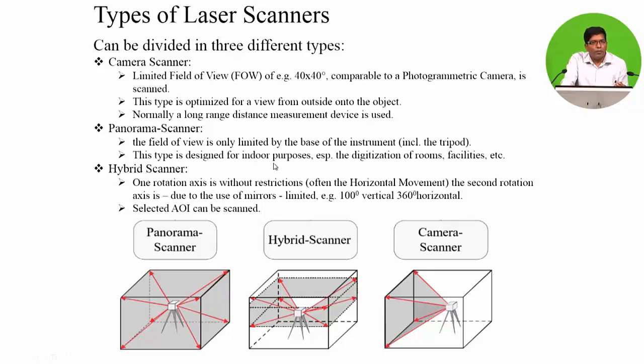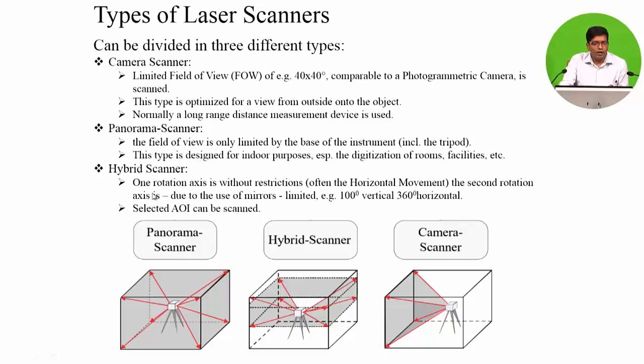And these types are normally used for mapping the indoor purpose or also for the outdoor purpose, like digitizing the room and various facilities present inside a room or inside an industry, and also this can be used for outdoor mapping. And there are also hybrid scanners, which are a kind of combination of both camera scanner and panoramic scanner.